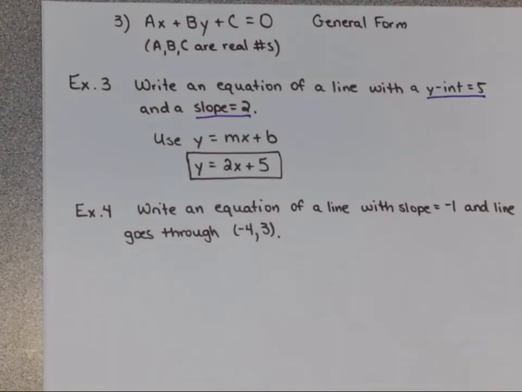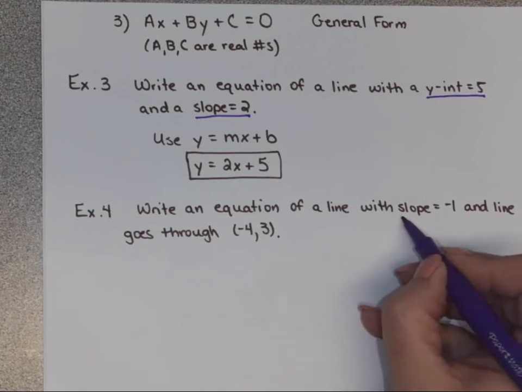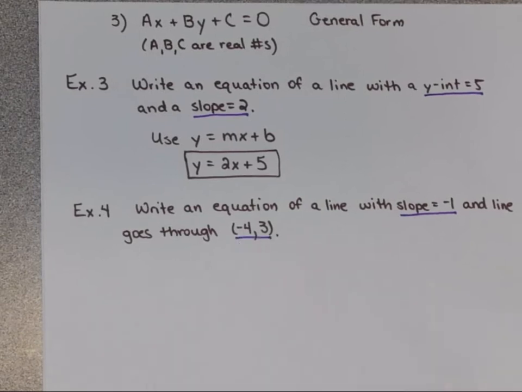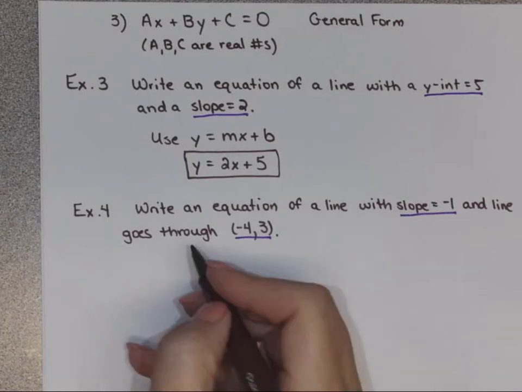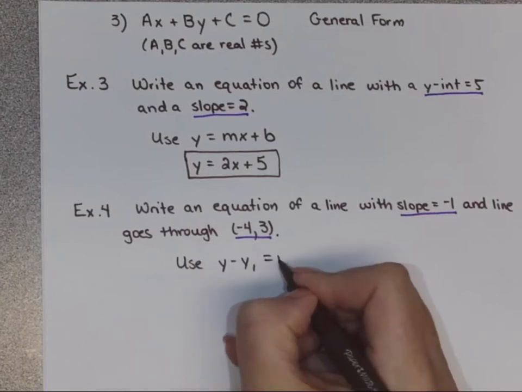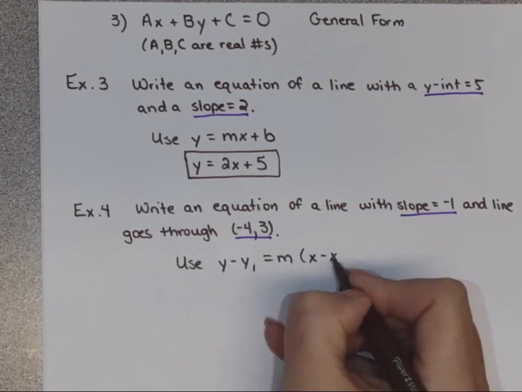So they're not on screen anymore, but you still have them in your notes, okay? So let's underline the pieces of information I was given this time, right? I was given the slope, and I was given a what? A point, okay? So which of the equation forms would be appropriate if I know a slope and I know a point? Point slope, right? So I want to use y minus y1 equals m times parentheses x minus x1.